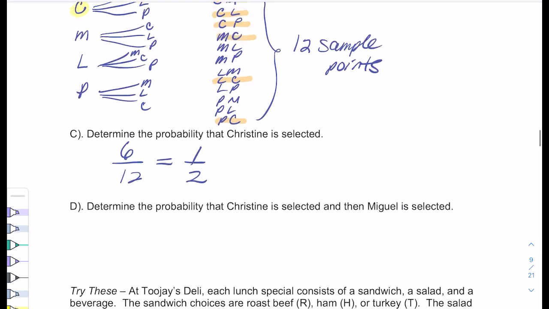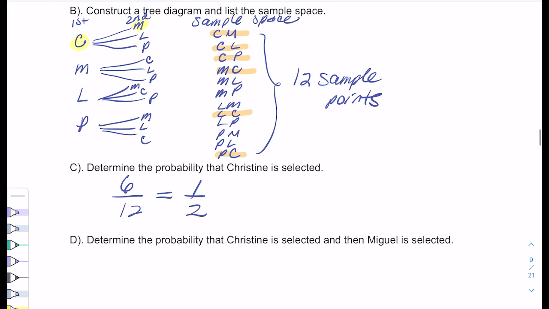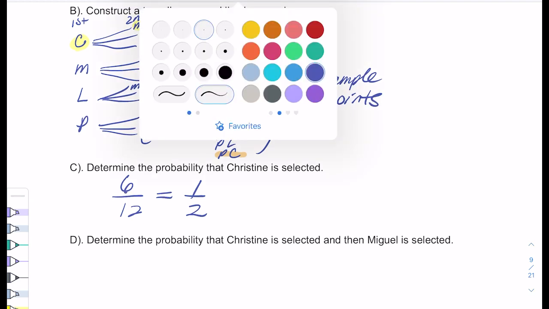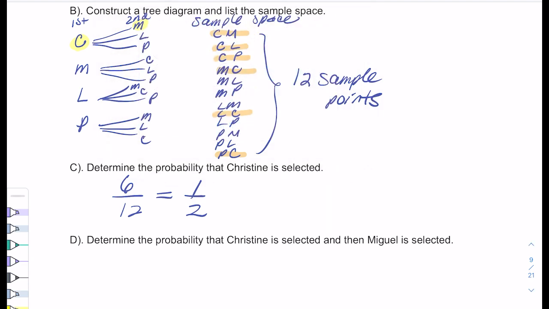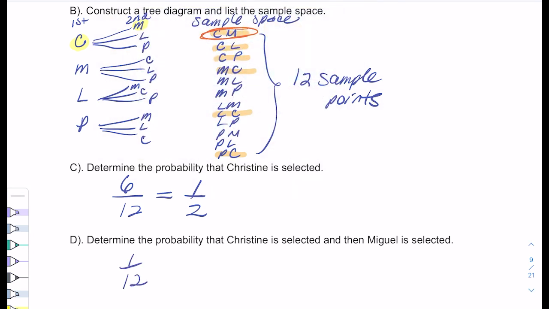Letter D says, determine the probability that Christine is selected and then Miguel is selected. Okay, so Christine and then Miguel. So the only place that that is occurring is right here. Christine is selected and Miguel is selected. There's only one time that happens. So that would be 1/12.